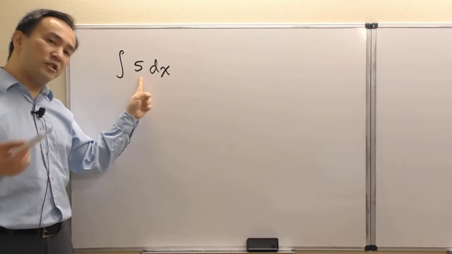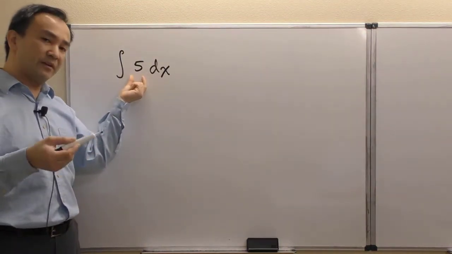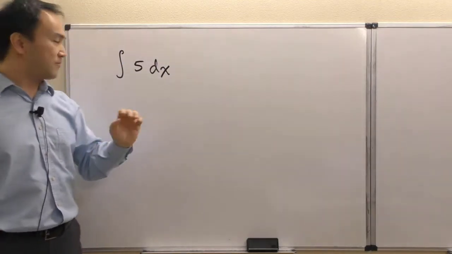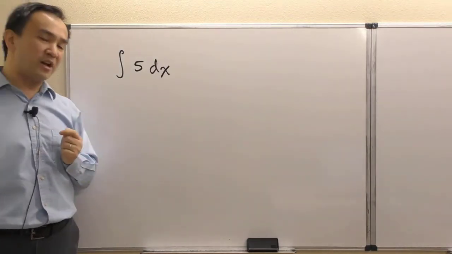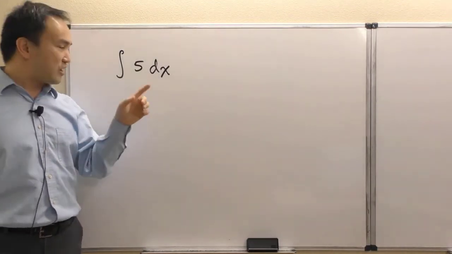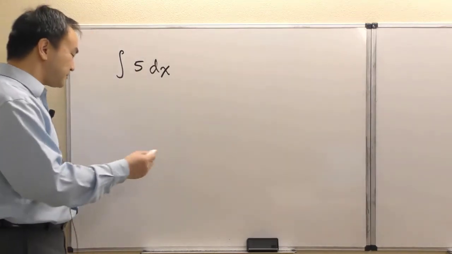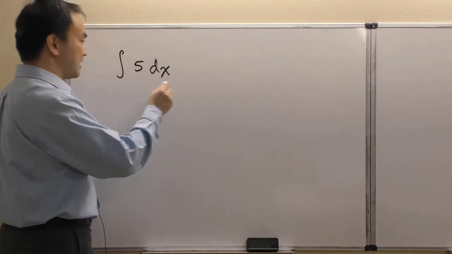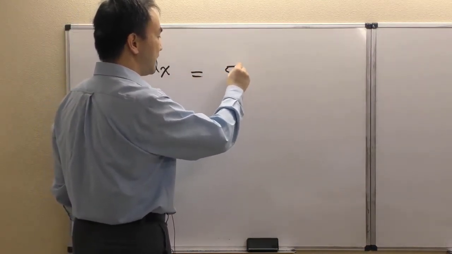So if the derivative of a function is 5, then what function would that be? Keep reminding yourself of that question I brought up earlier: what function has 5 as its derivative? If we keep thinking that way, then it makes sense that the answer has to be 5x.